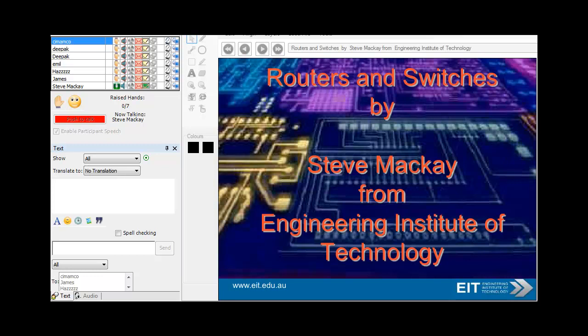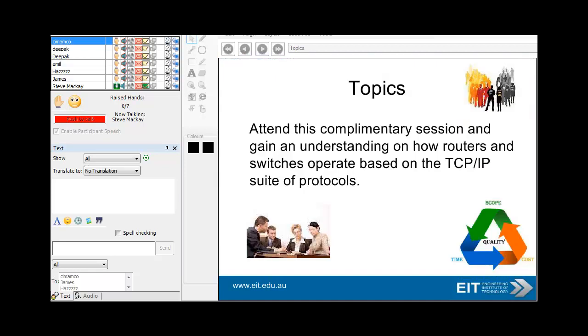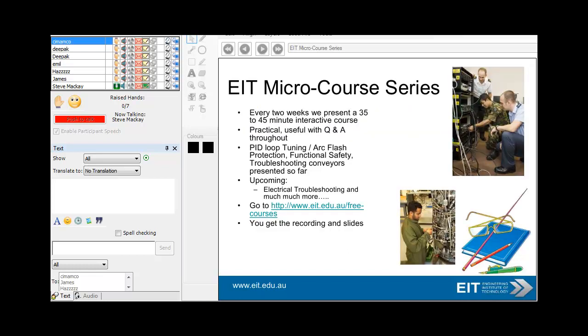Hello, this is Steve Mackay from the Engineering Institute of Technology, doing a presentation on routers and switches. Hopefully you can all hear me. This is basically a quick rundown on routers and switches in, dare I say, 10 minutes, maybe a bit longer, and obviously focusing on TCP/IP protocols.